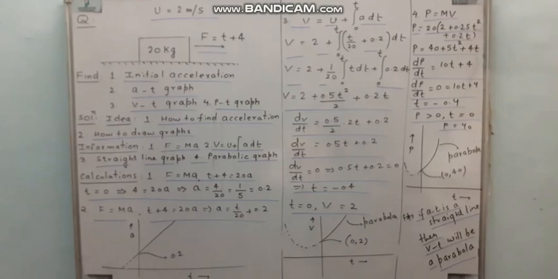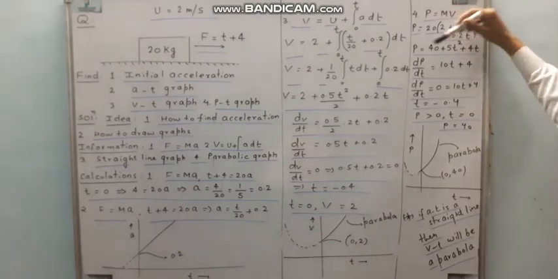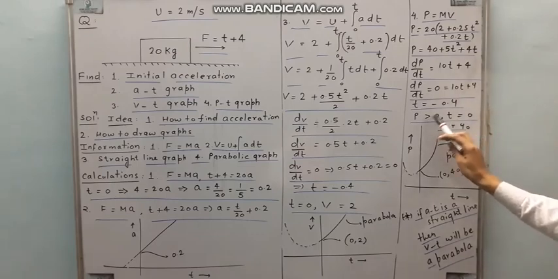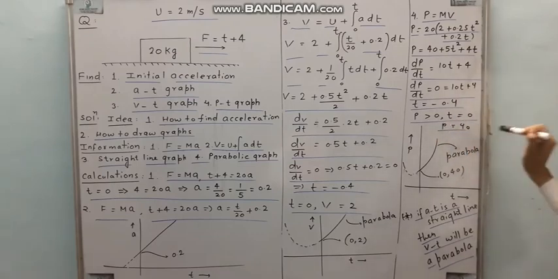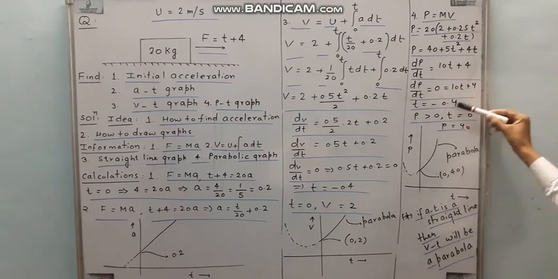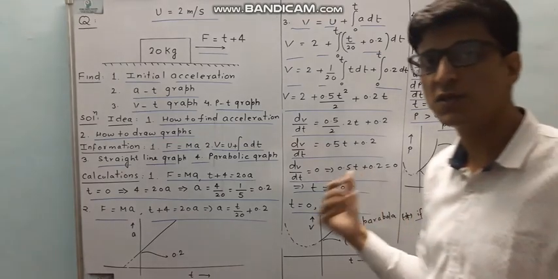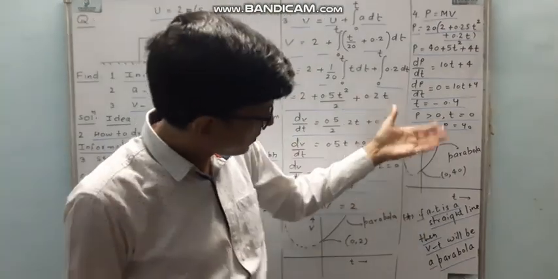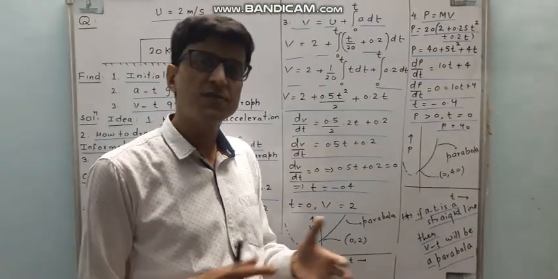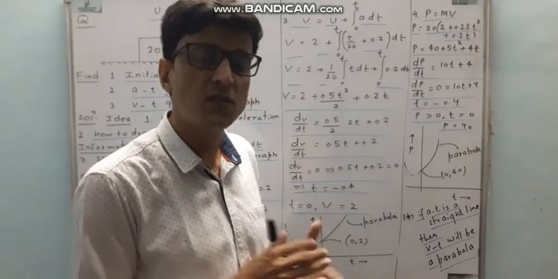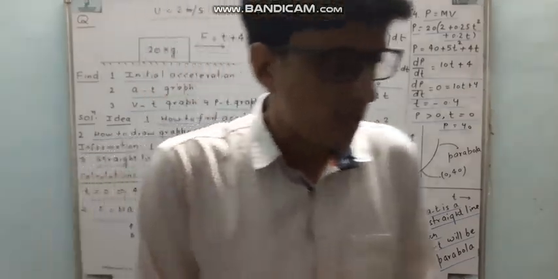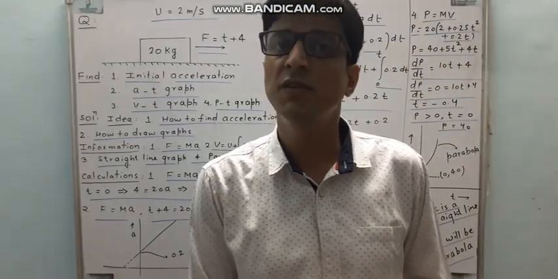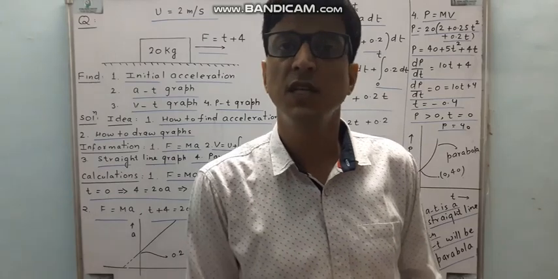Let's move forward to momentum. Momentum is equal to mass into velocity. So this is the expression, differentiated. T is minus 0.4. So P is positive at t is equal to 0, P is 40. At t is equal to minus 0.4, P is positive. You can see it from the calculations. So this will also be a parabola. So the inference that we can draw from these calculations is that if the at graph is a straight line, then the vt and pt graphs will be parabolas because of the degree of t in them.